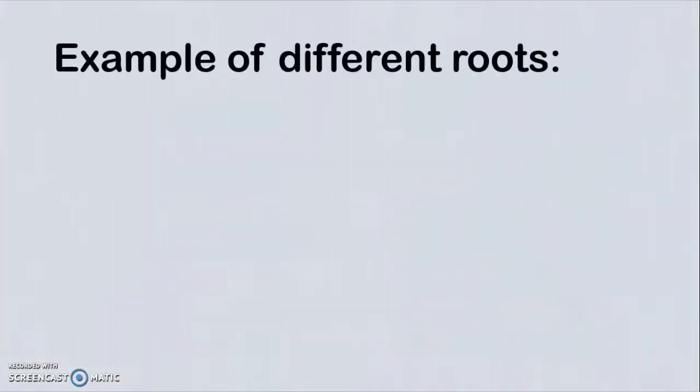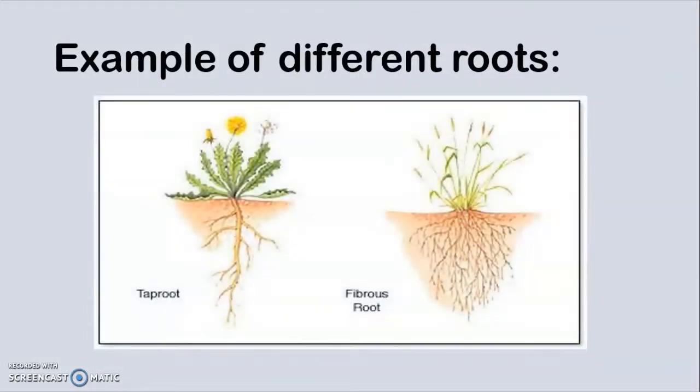Example of different roots. Okay, so look at these two kinds of plant. So the number one is a tap root. Number two is a fibrous root. So what is the difference? The first one has a few sprouts of the root, and then the other one has more sprouts.